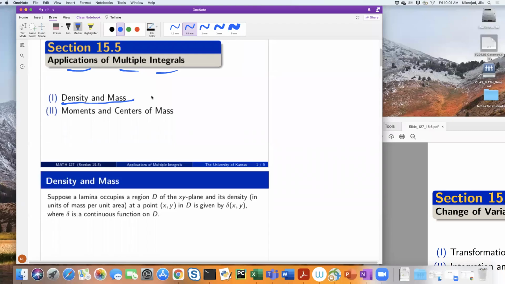sort of in double integral. We've done it. And so I'm going to say, well, the same thing with the triple integral. Then we talk about the moments and center of mass.